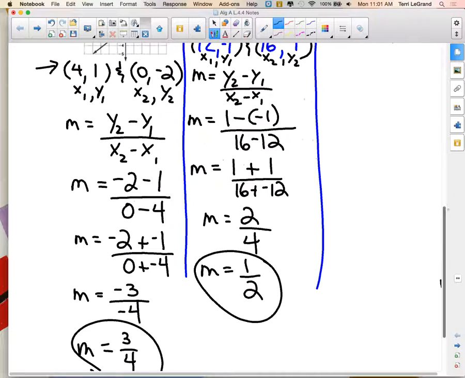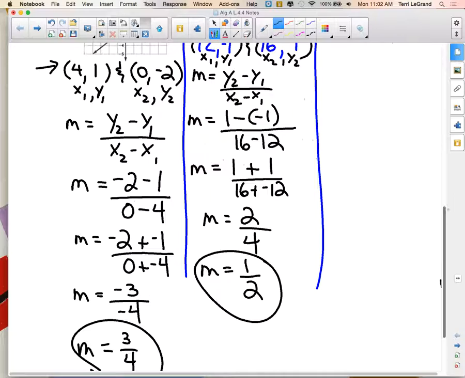Can't change my mind on that. So, everybody should have a slope of 1/2. If you do not have it, we need to figure out why. I got the slope of 1/2 on that one. Okay, well, it should work for any of them. So it should work for any of them.